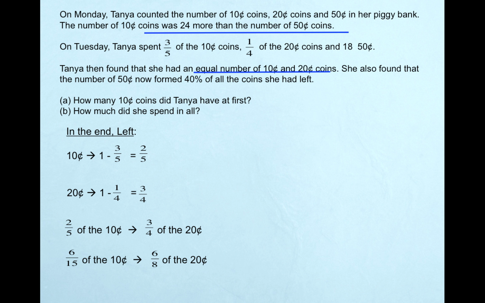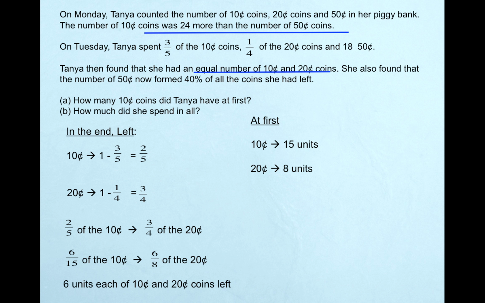Now we know that at the end of the day, there were 6 units each of the 10 cent and 20 cent coins left. So how many coins in terms of units were there at first? Looking at the denominator of the 10 cent coins, the denominator will tell you the base, that means the total. So at first, for the 10 cent coins, there should be 15 units. For the 20 cent coins, there should be 8 units. So we need to find out the other expression for the 50 cent coins.